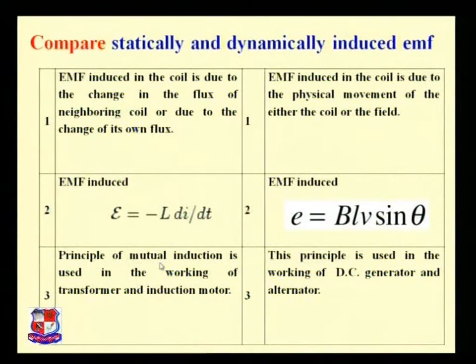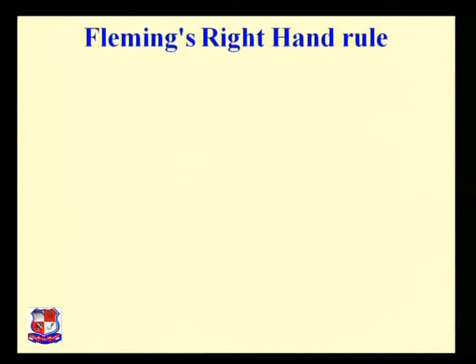Here the principle of mutual inductance is used in the working of the transformer and induction motor. Transformers and induction motors work on the principle of mutual inductance, and it is known as statically induced EMF, while the principle of dynamically induced EMF is used in the working of the DC generator and alternator. So these are the three points which give a small comparison between statically and dynamically induced EMF. Now one last important point is Fleming's right hand rule.